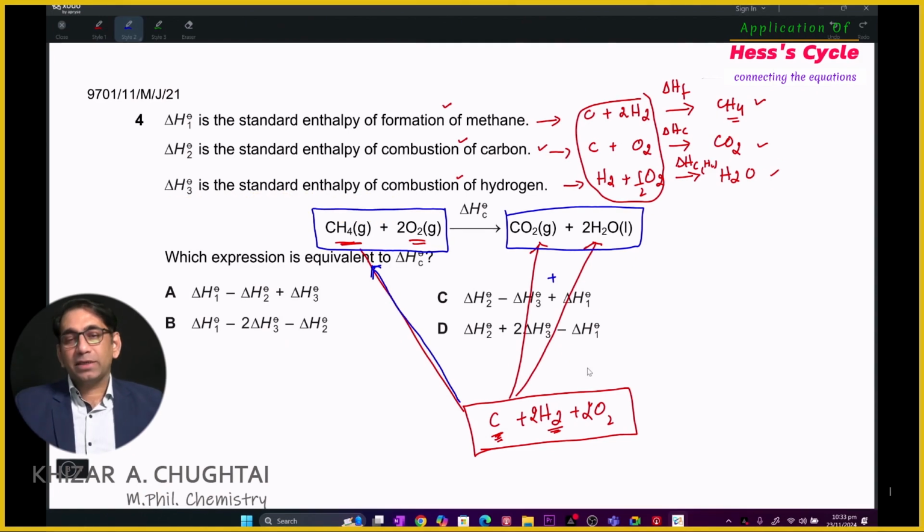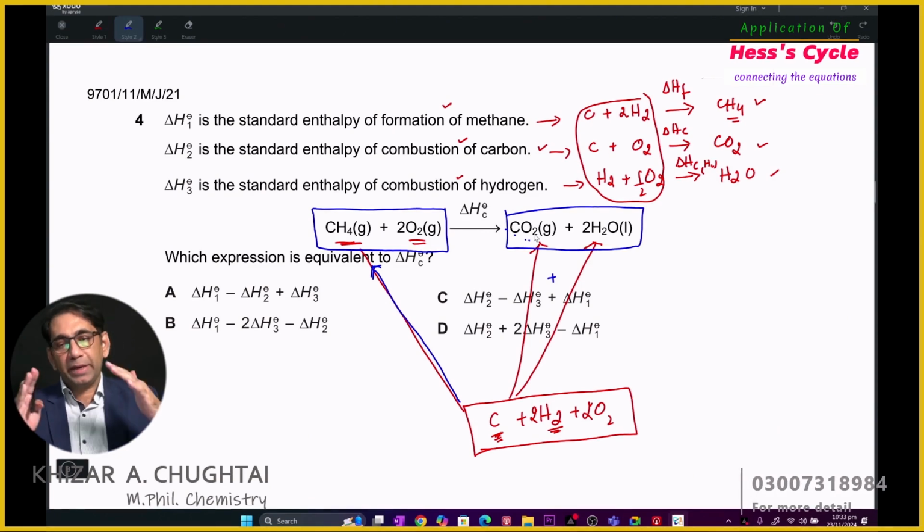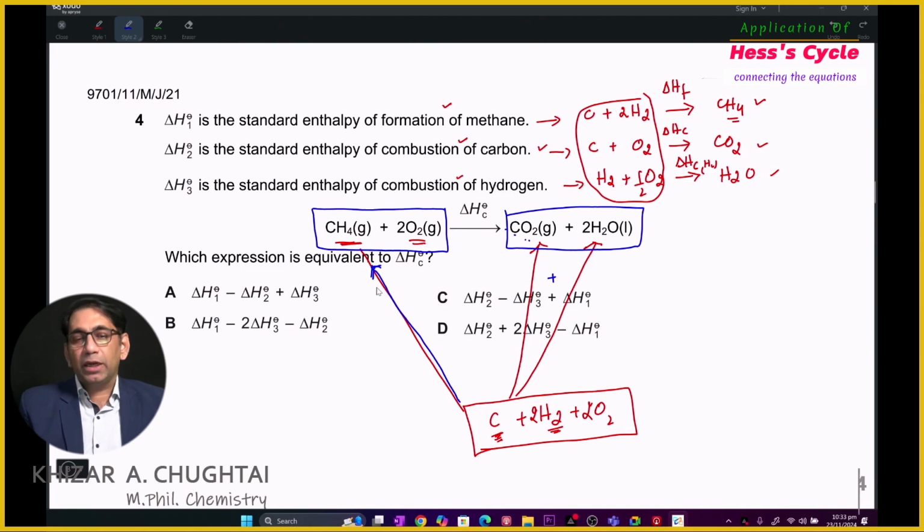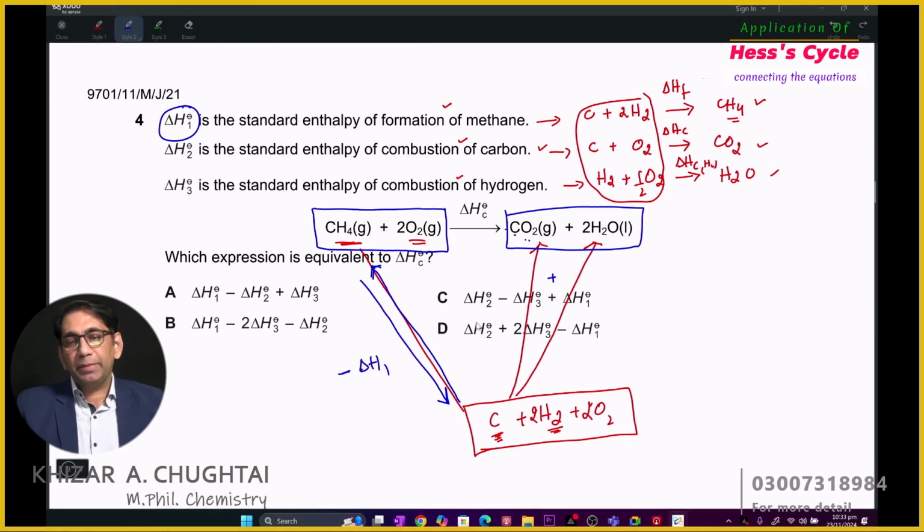Now, what is the answer? This vector, delta HC, must be the resultant vector. Its head is meeting head to head, but its tail is not meeting with the tail. So we will have to flip this vector. What is the enthalpy of formation of methane initially? That is delta H1, but we will have to flip it. Minus delta H1 will be there.